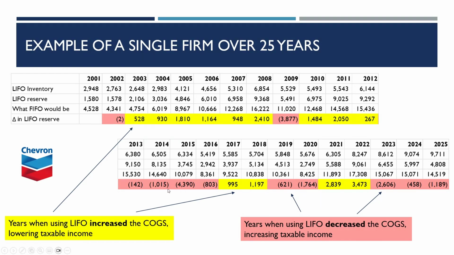But all of the years which are in pink are all of the years that the LIFO reserve went down from period to period. And again, keep in mind that that's because for somebody like Chevron, where the input prices are based on the oil prices, you have inflationary periods, but you also do have deflationary periods. You have a lot of volatility. And all of the years which are in pink are all of the years where using LIFO actually decreased the cost of goods sold and therefore increased taxable income.